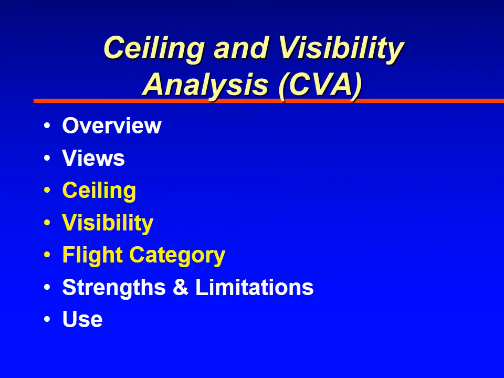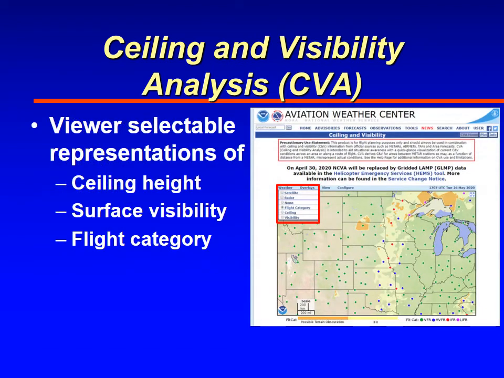So what we're going to look at is ceiling, visibility, and flight category for the CONUS view and also for the regional view. So you get to select what kind of analysis you want by pulling down underneath the data options. They have a menu there where you can select either the ceiling height, the surface visibility, or the flight category.